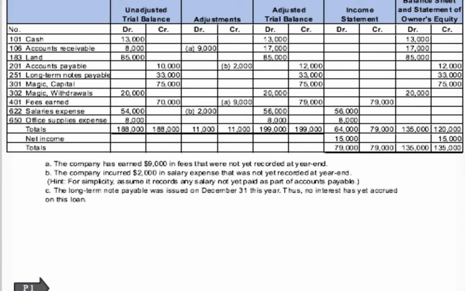And we would just transfer the amount to the income statement column. Total debits on the income statement, $64,000. Total credits on the income statement, which increase income, $79,000. Subtracting the difference, we get a positive balance of $15,000, or a net income of $15,000. Total, let's see here.